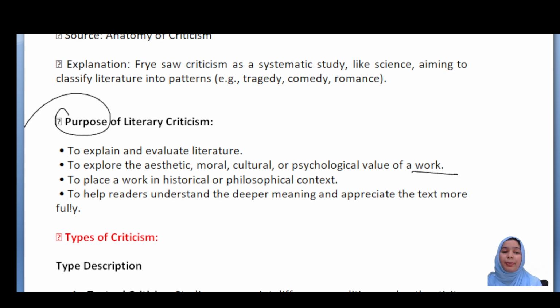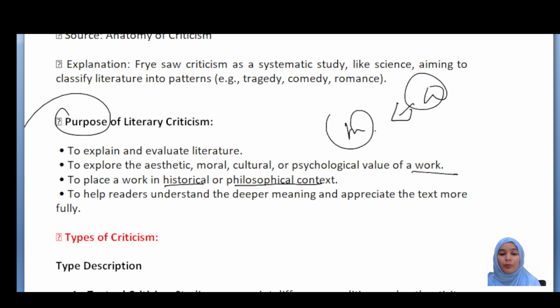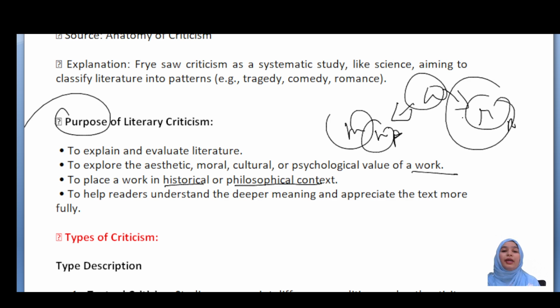And this is the purpose: to place a work in a historical and psychological context. Which works reflect historical views, historical points, and which works reflect the psychological context. There we need to differentiate. Fine. To help readers understand the deeper meaning and appreciate the text more fully.